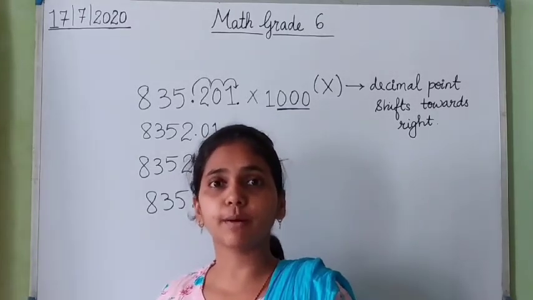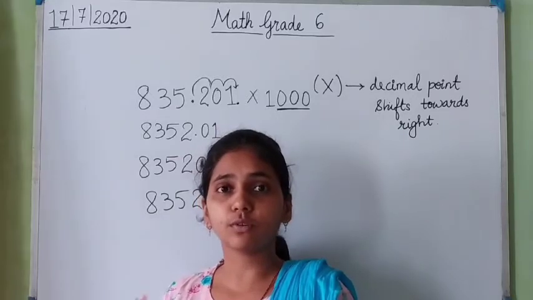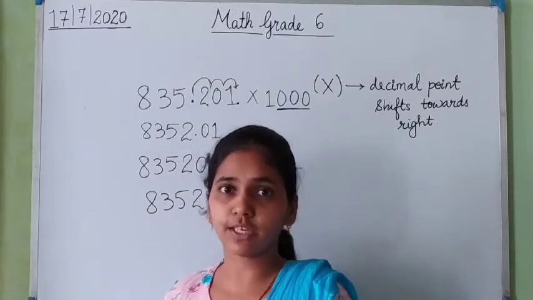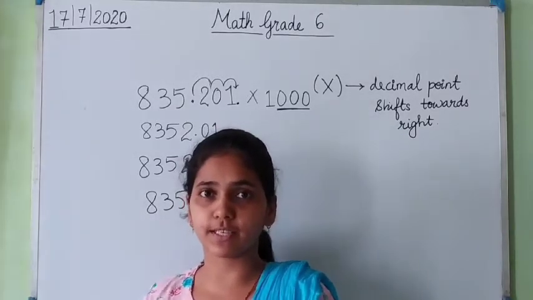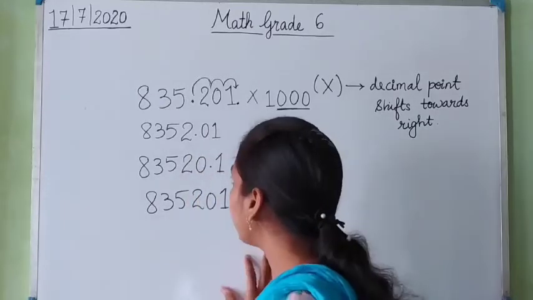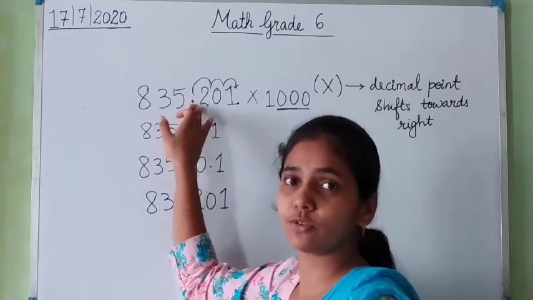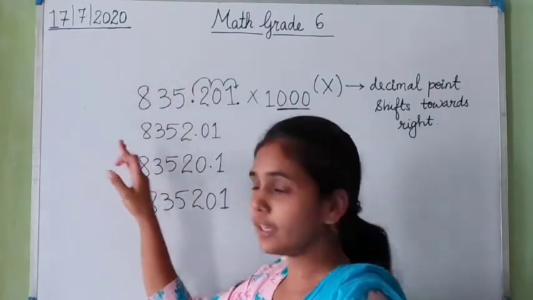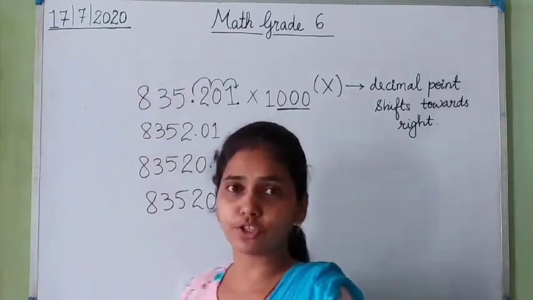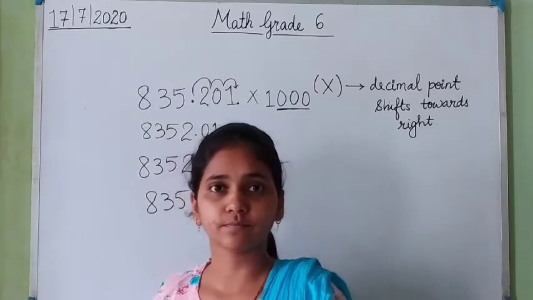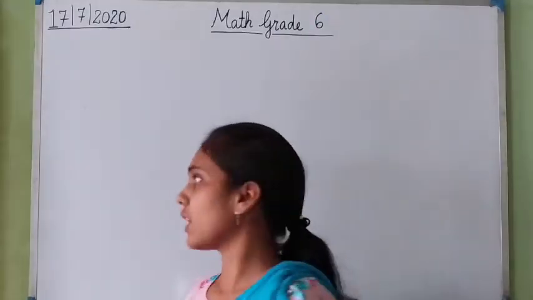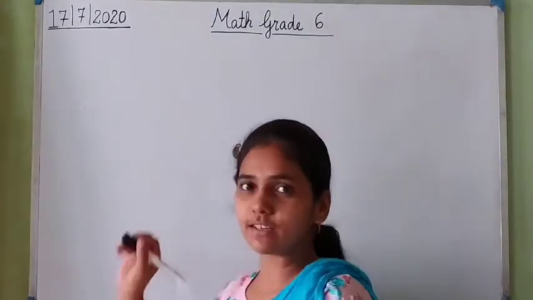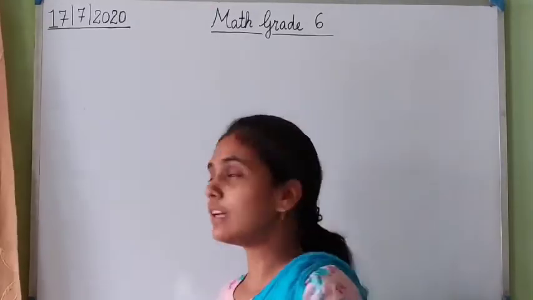Now we are going to see how division takes place. Okay, division of decimal numbers. In division, it is a little different. In division, the point does not get shifted towards the right. It gets shifted towards the left. Okay, so now we will see how division takes place. Now we will see how to divide a decimal number by 10, 100 and 1000.